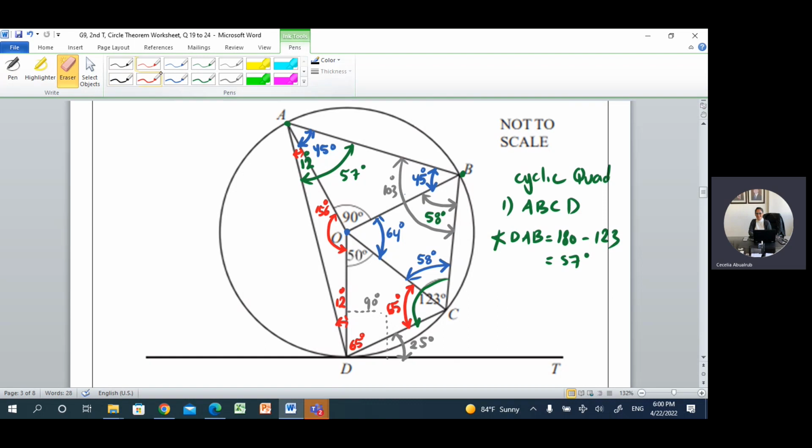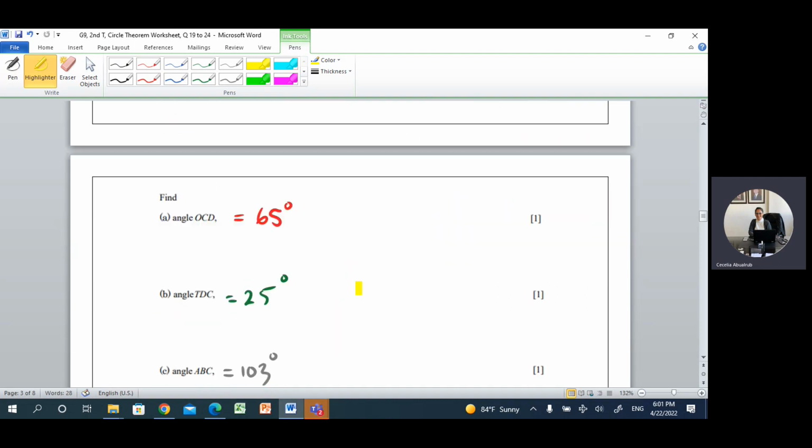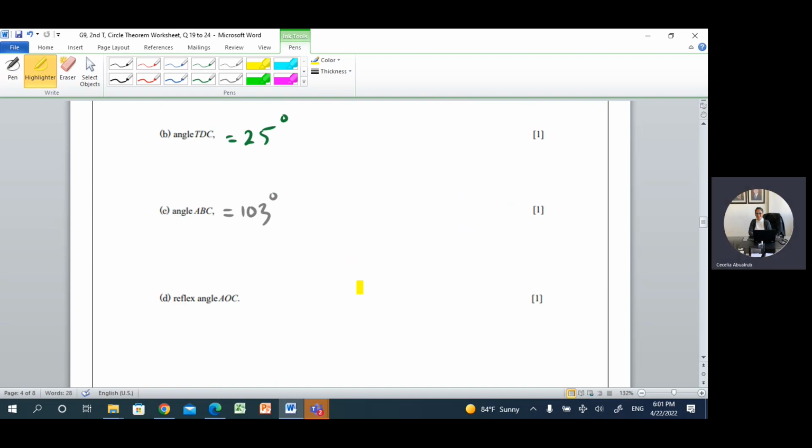And then reflex angle AOC. Reflex angle, let me see. So reflex angle AOC. It's basically 156 plus 50. So this is the reflex angle. So it's 156 plus 50, and the answer will be 206. So it's equal to 206 degrees.